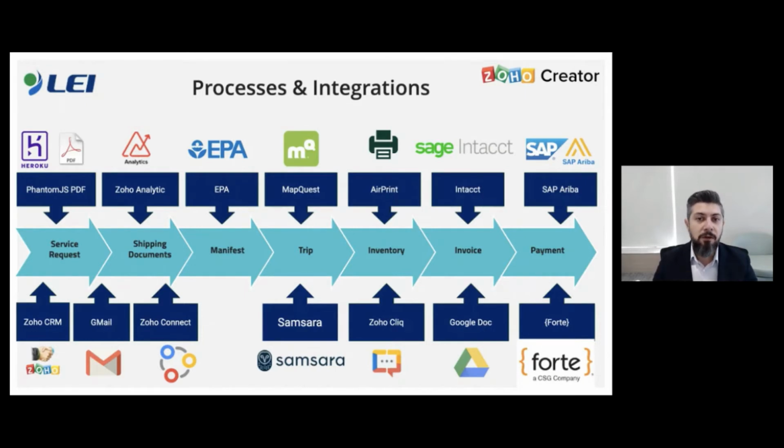So you can see all of these services had input to the Creator app, from Heroku, which is a platform as a service, to AirPrint, which is just a feature, of course, as a service as well, Sage Accounting and SAP, and all of that were automated across.